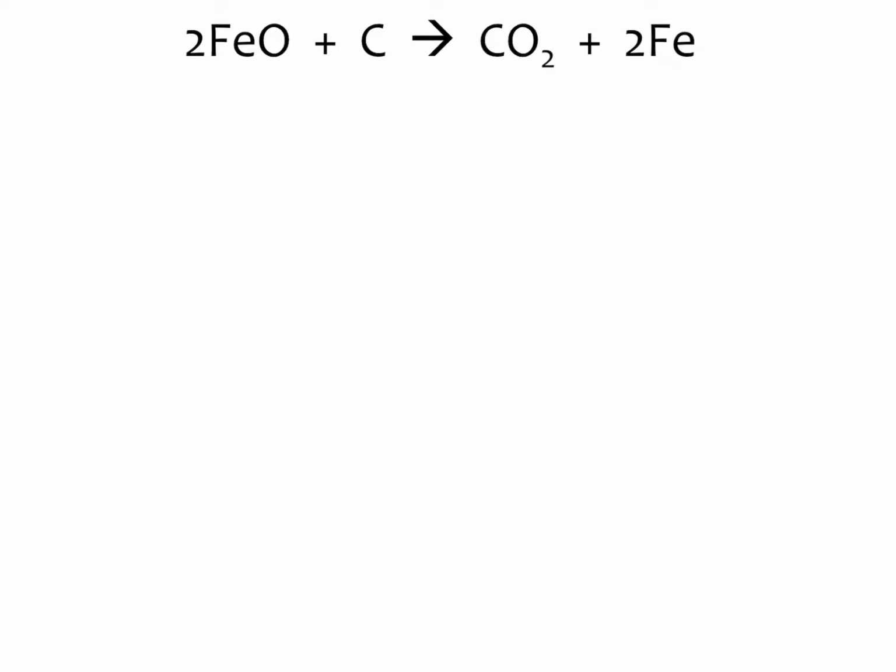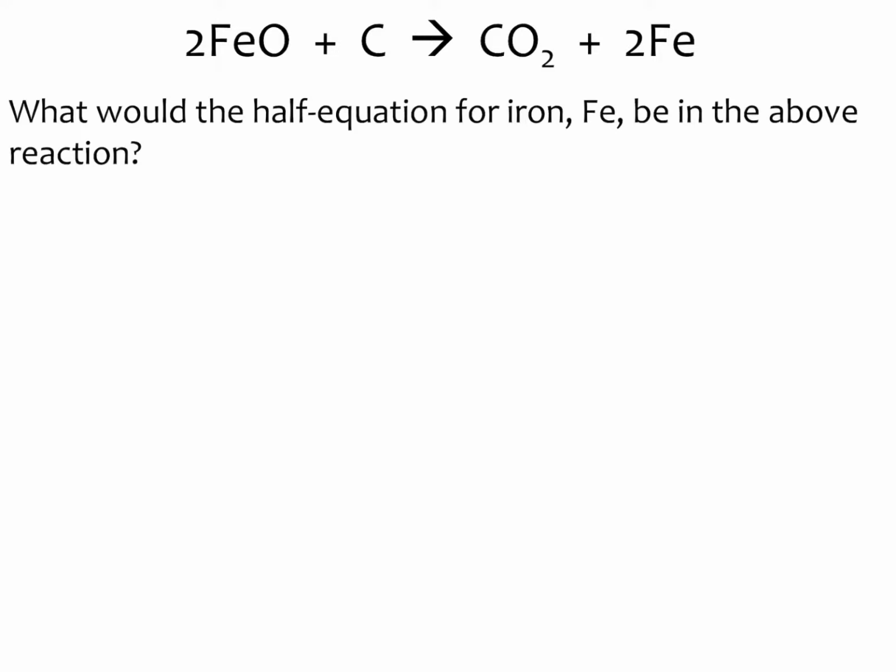We'll start by having a look at the reaction we looked at in a previous video. Iron oxide reacting with carbon to form carbon dioxide and iron. And I want you to have a think, what would the half equation for iron, Fe, be in this reaction? Well, to work this out, we've got to think, what will the charge on iron be? Iron's a transition metal and it can have varying charges.